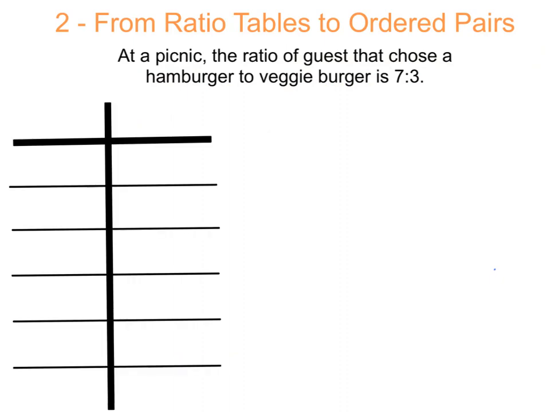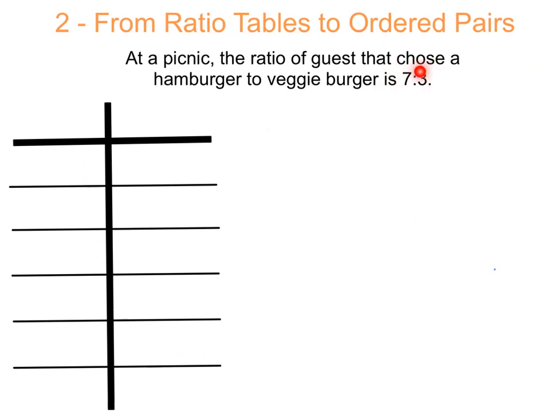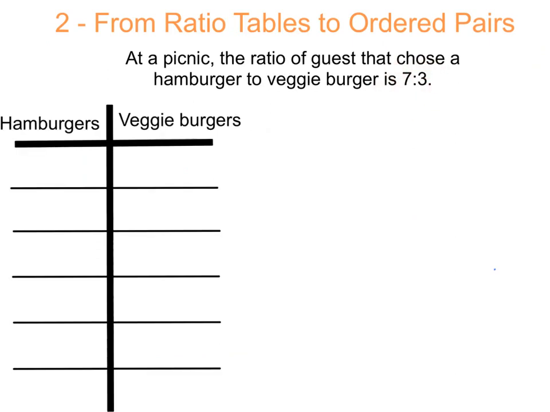What we want to do here is have our 2 different parts of our table represent our ratio right here. So let's see how that looks. First I'm going to put my hamburgers, since that's the first part of my ratio, on the left side of the table, and I'm going to have veggie burgers on the right side of my table.